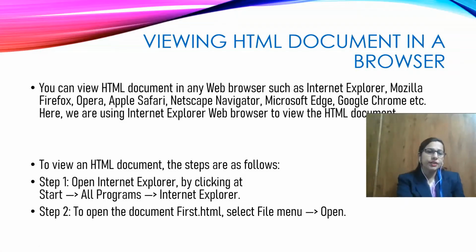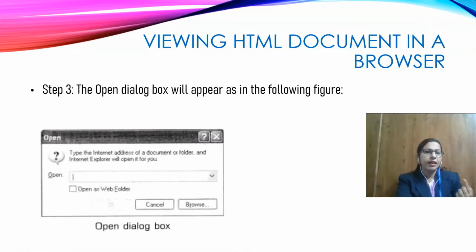As it opens, you just type the file name. Go to the File menu and select Open. As we click on Open, the Open dialog box will appear, and in the text box of the Open dialog box you write the file name which you have created.